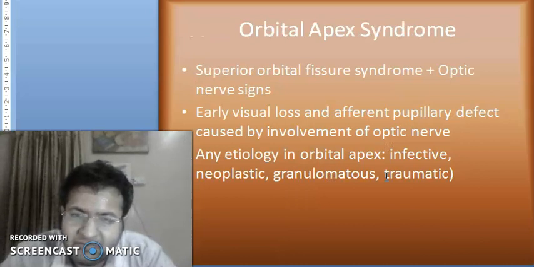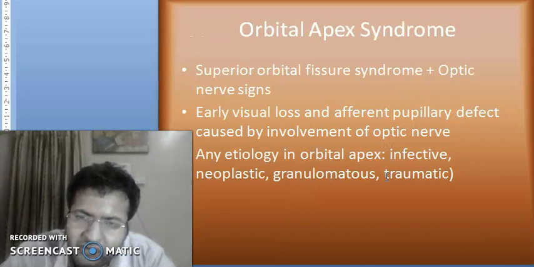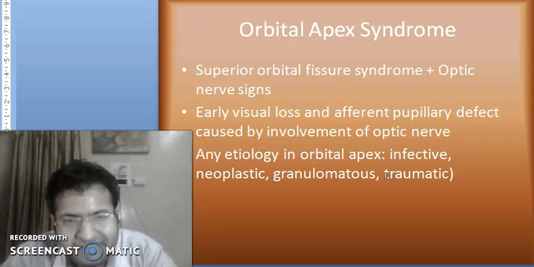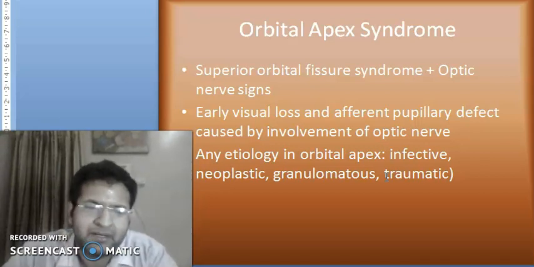What is the difference between orbital apex syndrome and superior orbital fissure syndrome? The orbital apex syndrome is the superior orbital fissure syndrome plus the optic nerve signs. There is an early visual loss and afferent pupillary defect caused by the involvement of the optic nerve in this case. Any etiology in the orbital apex, whether it is infective, neoplastic, granulomatous or traumatic, will lead to the orbital apex syndrome.